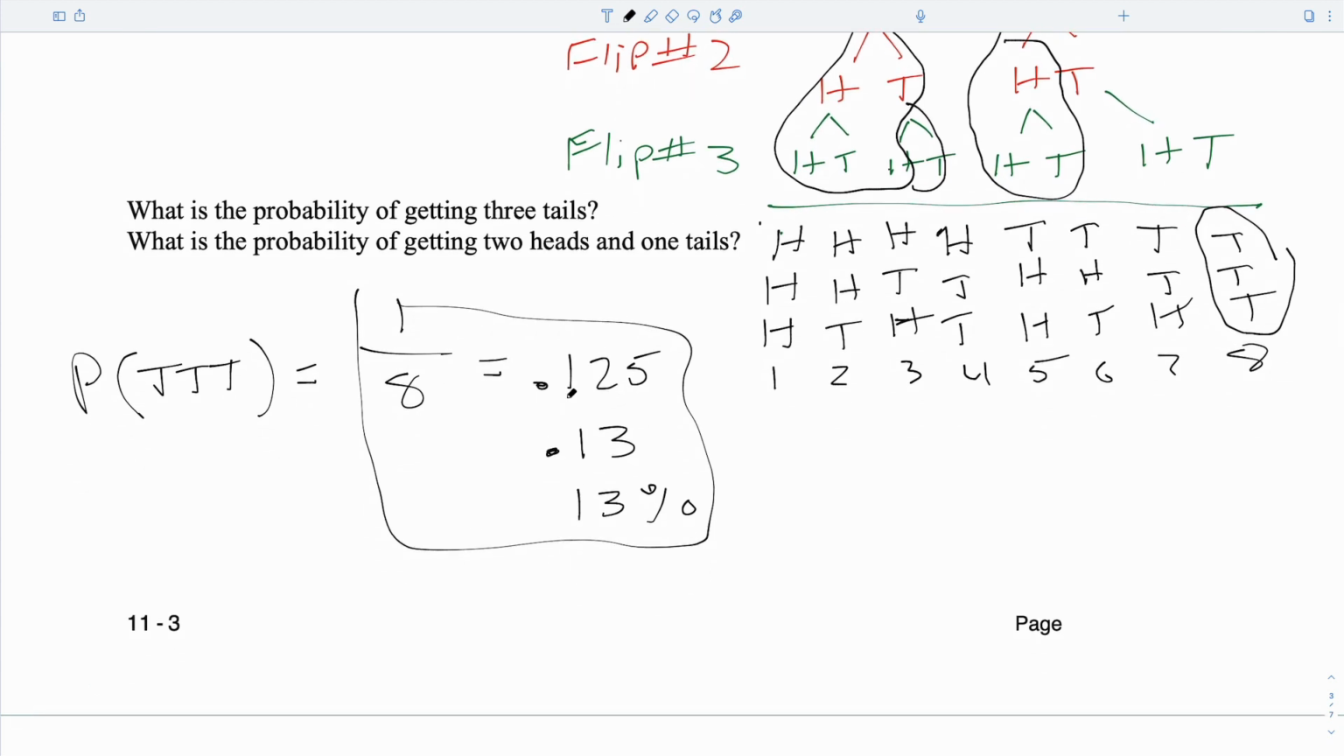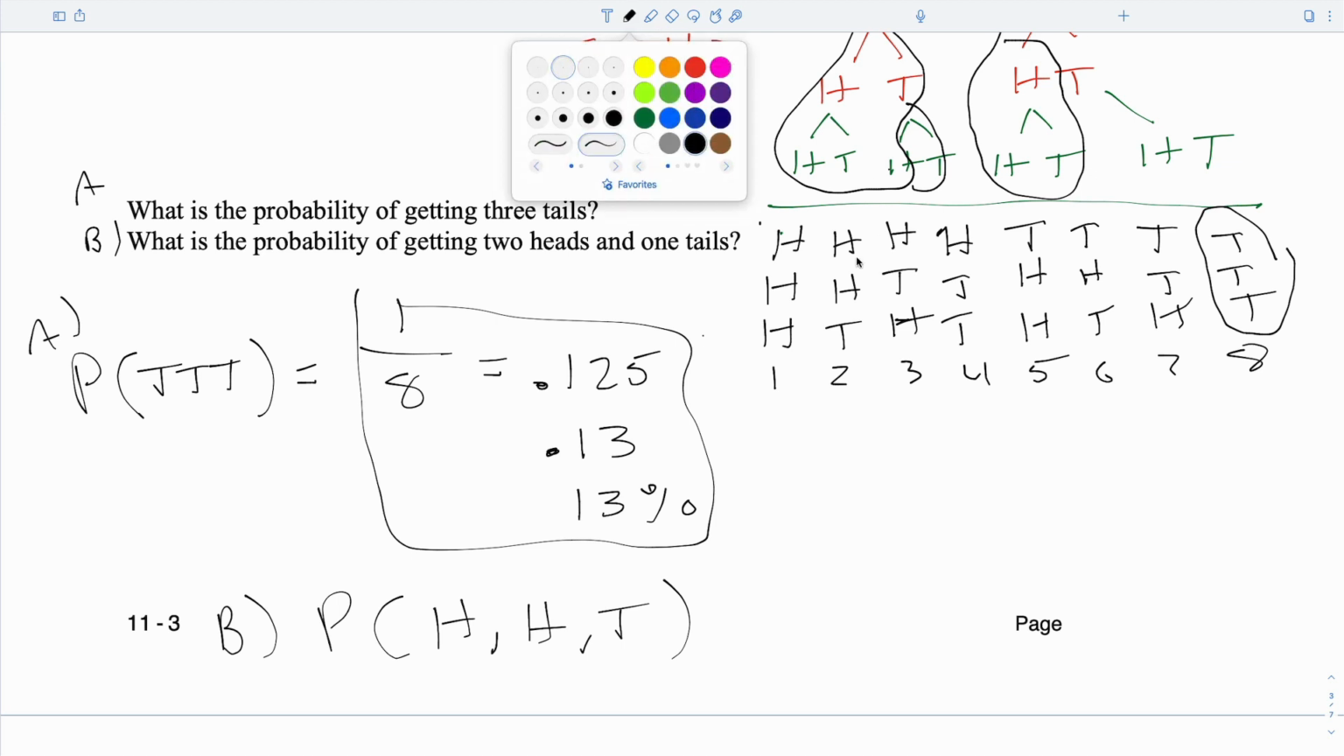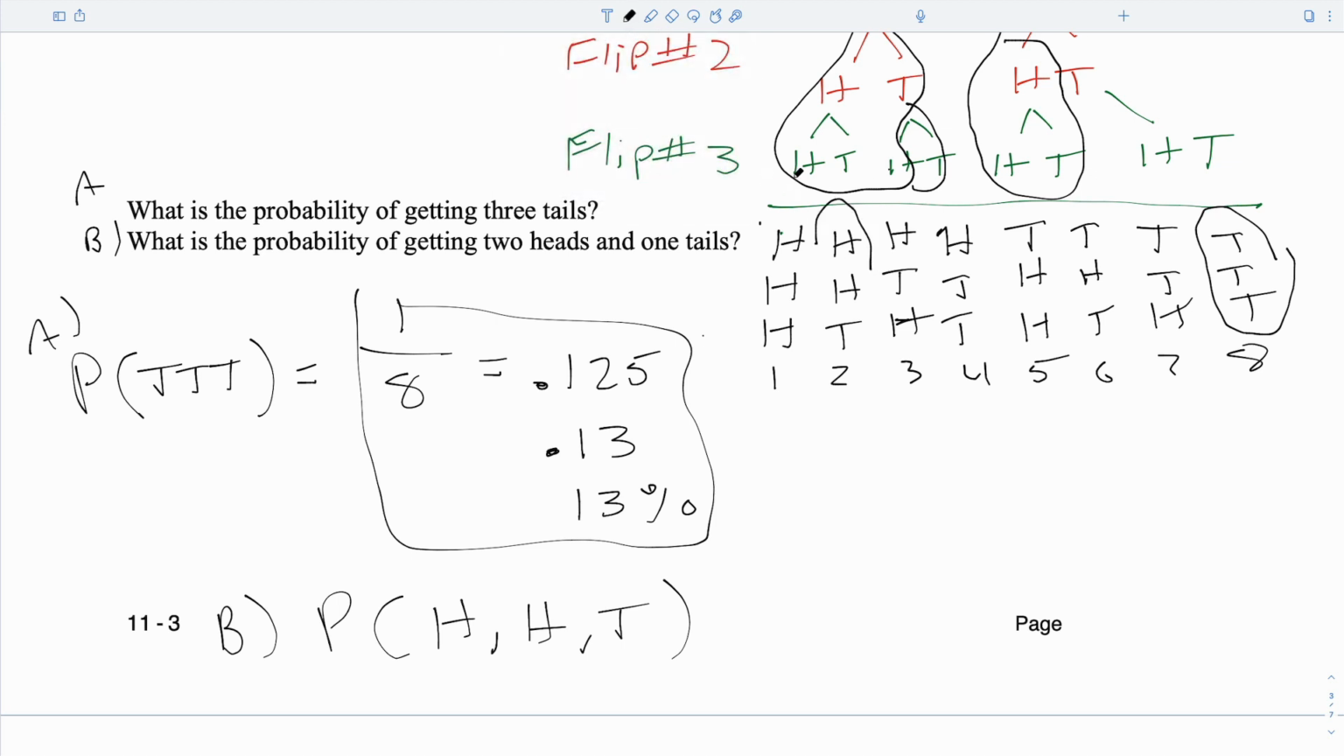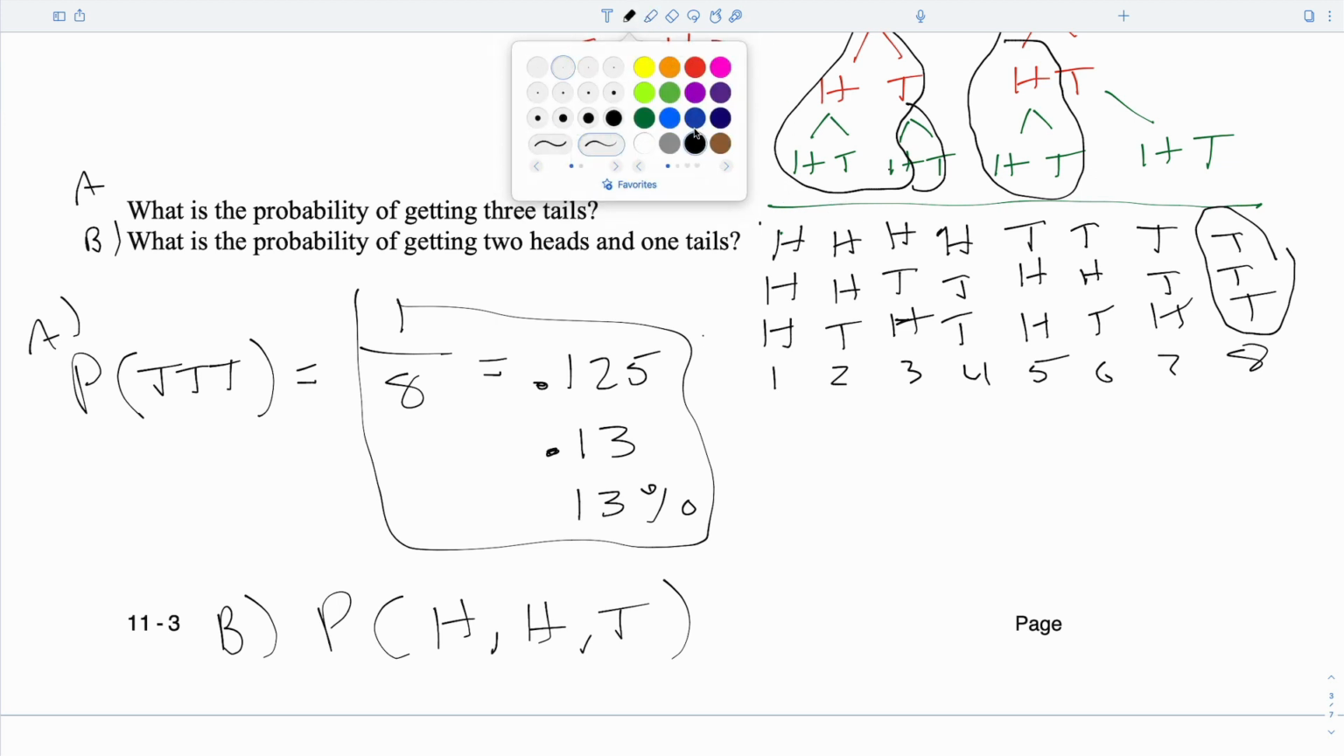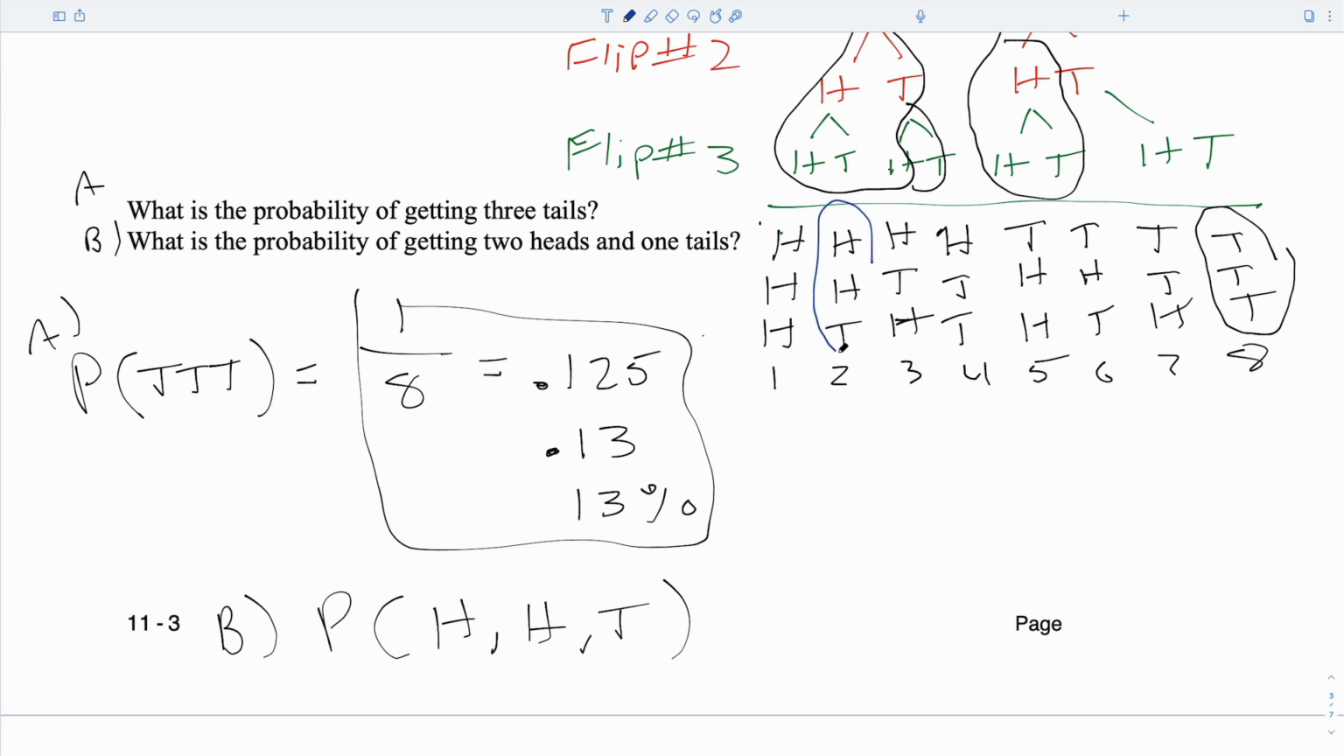What's the probability of getting 2 heads and 1 tail? Second problem. We did A, let's do B. 2 heads and 1 tail. This time it doesn't matter what the order is. How many times did we get 2 heads and a tail? Let's circle this one. The second roll, you got 2 heads and a tail. Do you see another time that you got 2 heads and 1 tail?